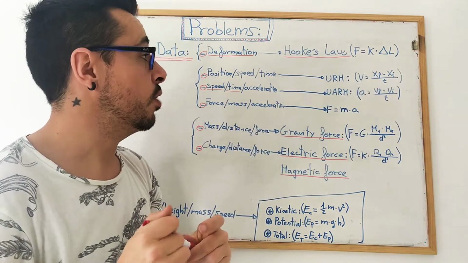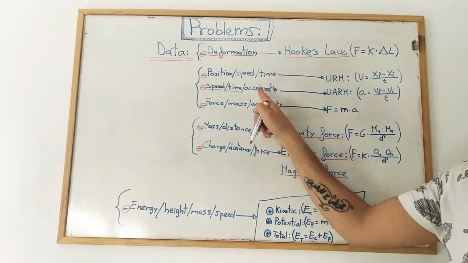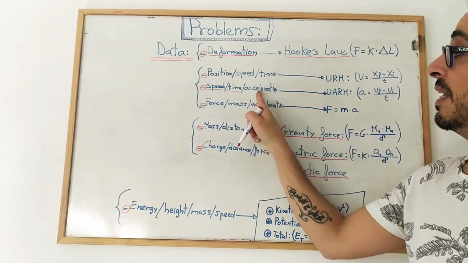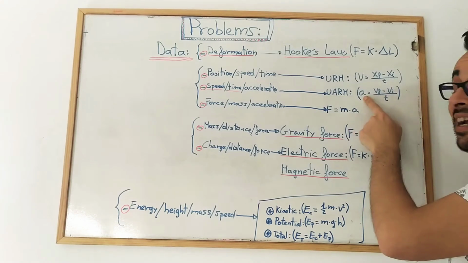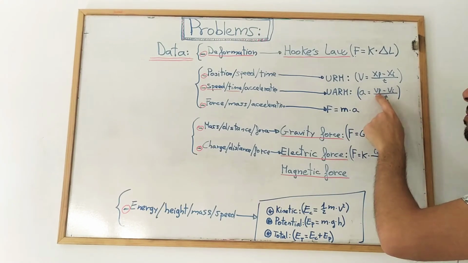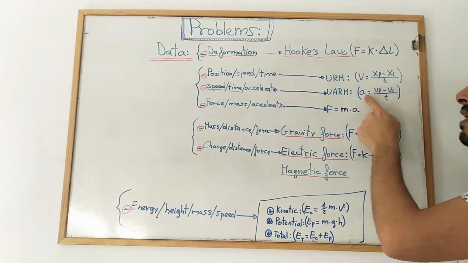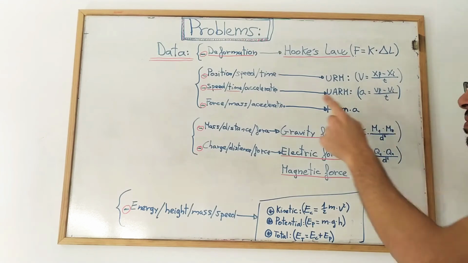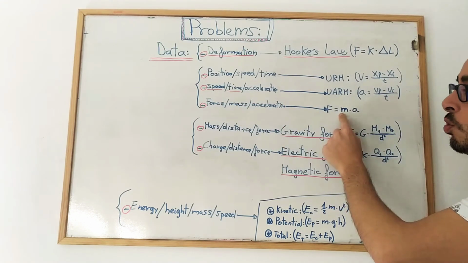You have to take into account that maybe it's an accelerated movement, but the data is not the acceleration, because maybe you have to calculate the acceleration, and the data is going to be the final velocity, the initial velocity and the time, so you can calculate the acceleration. Next one, this one, we are going to use it, okay?